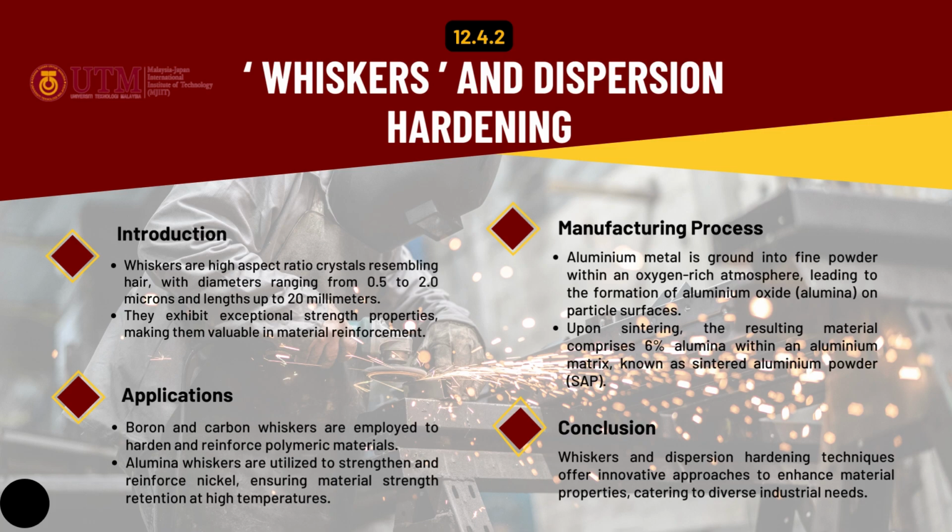Next, manufacturing process. Aluminum metal is ground into fine powder within an oxygen-rich atmosphere, leading to the formation of aluminum oxide, which is alumina, on particle surfaces. Upon sintering, the resulting material comprises 6% alumina within an aluminum matrix, known as sintered aluminum powder, which is SAP.